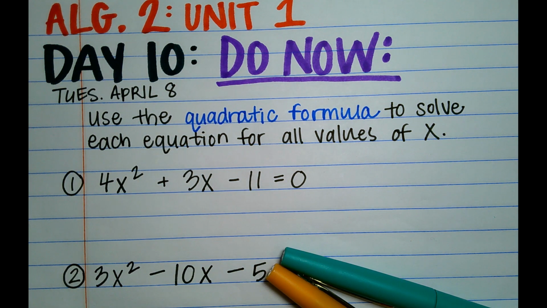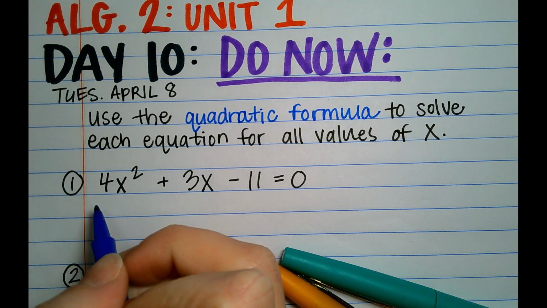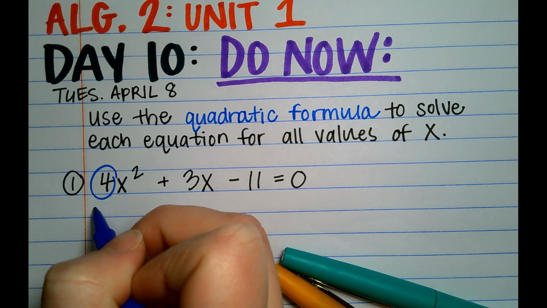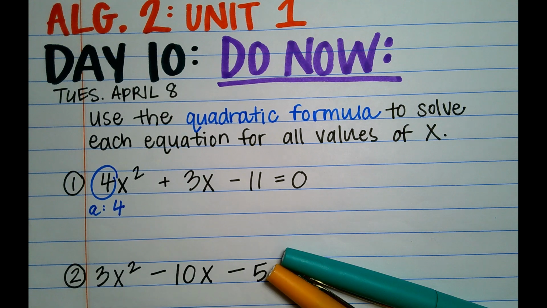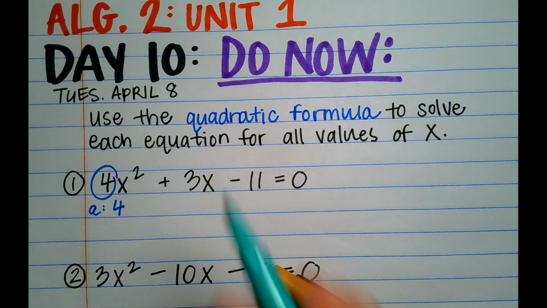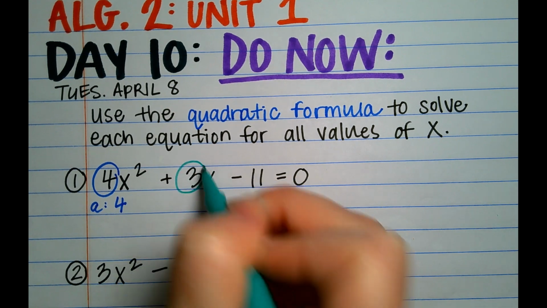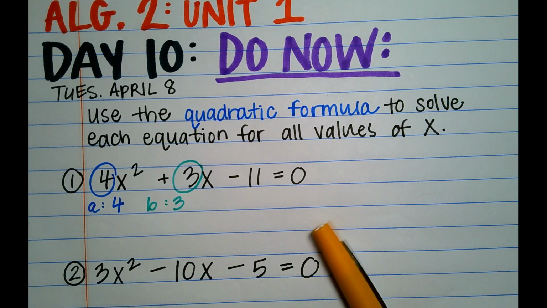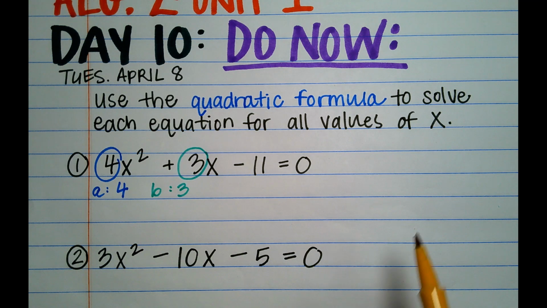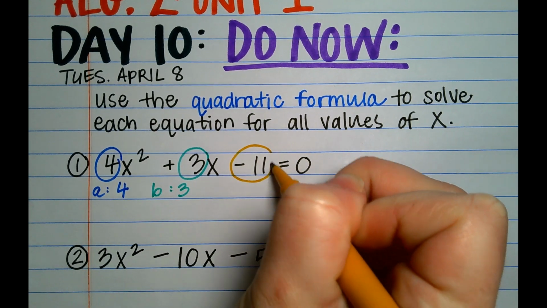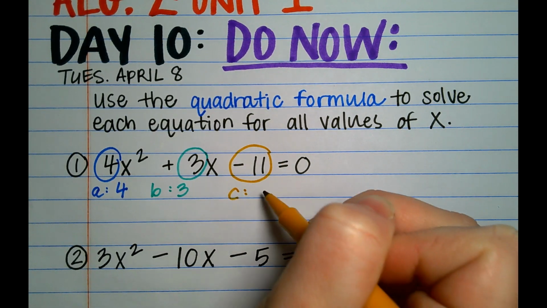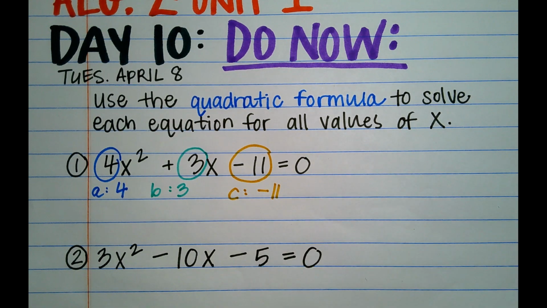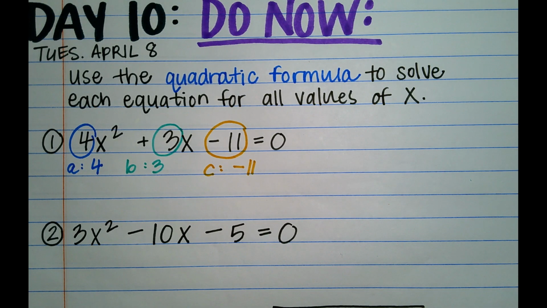So what is the value of A? 4. So A is 4. What's the value of B? 3. And C? -11. Good. So we really want to pay attention to the signs. If it's subtracting a number, we say it's negative. If we're adding, we say it's positive. So we have our A, B, and C.